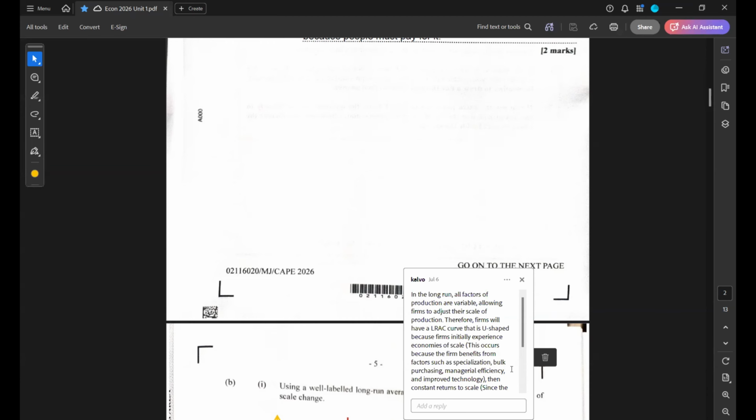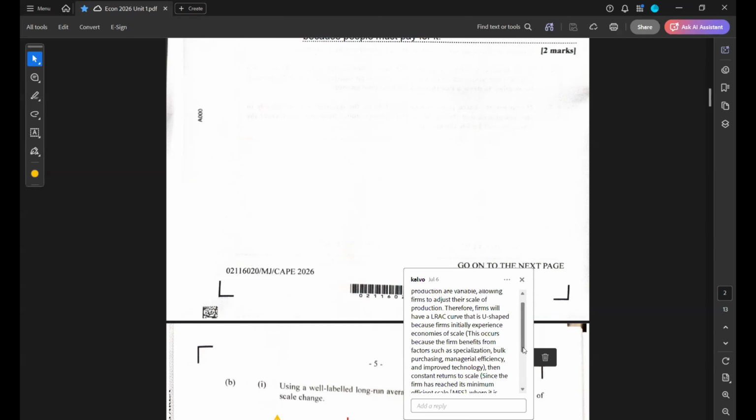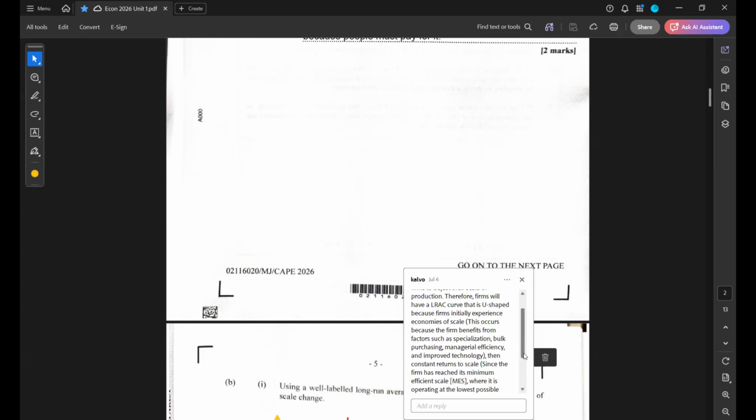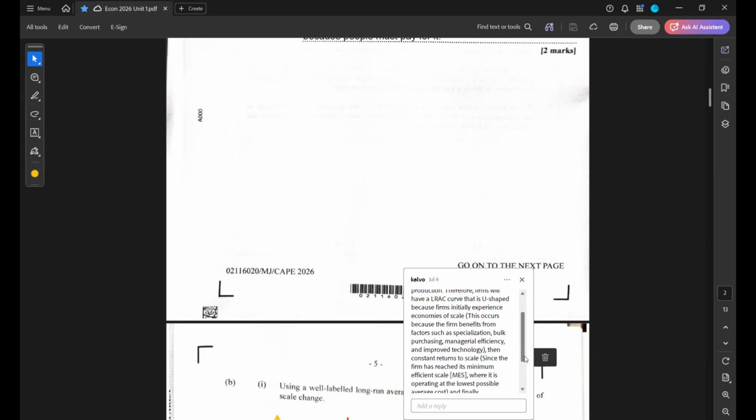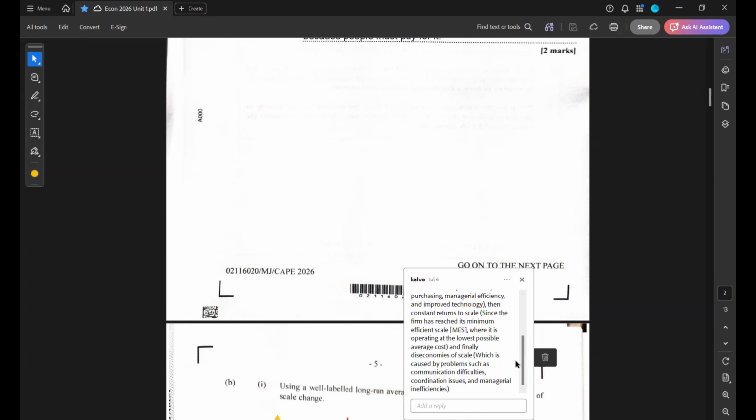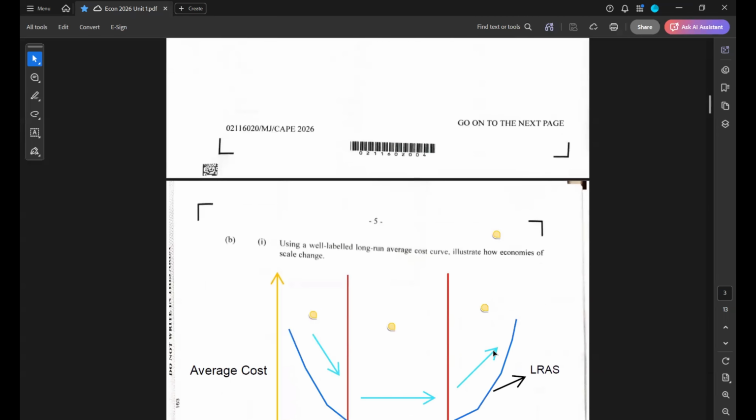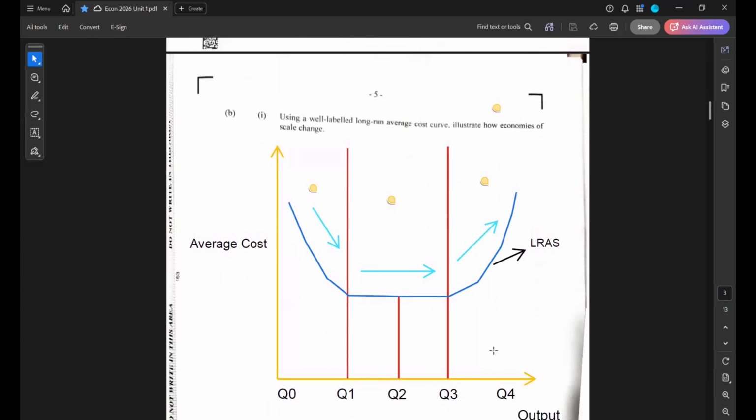Then constant returns to scale, right? Since the firm has reached its minimum efficient scale, MES, where it is operating at the lowest possible average cost. And finally, diseconomies of scale, which is caused by problems such as communication difficulties, coordination issues, and managerial inefficiencies, right? So with that in mind, we're gonna have a curve shaped like this, okay?